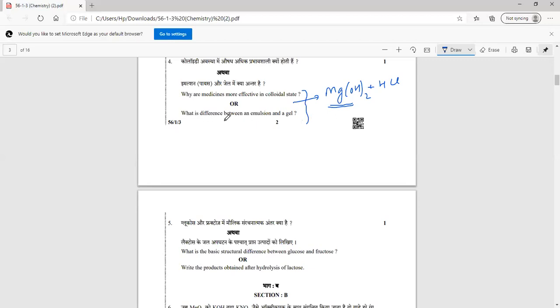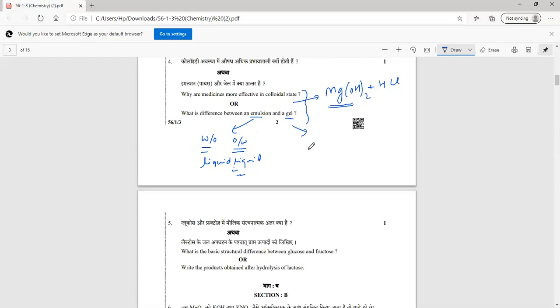Second is, what is the difference between emulsion and gel? Emulsion means when two liquids mix together to form a colloidal solution. It is further water in oil emulsion and oil in water emulsion. So a colloidal solution is formed when two liquids are mixed, and this is a liquid type of colloid.